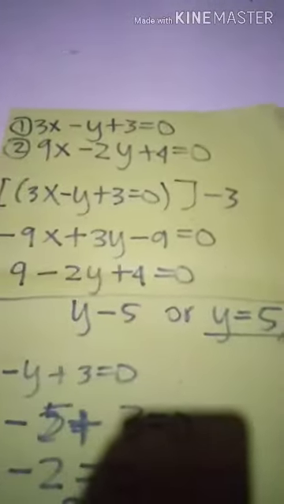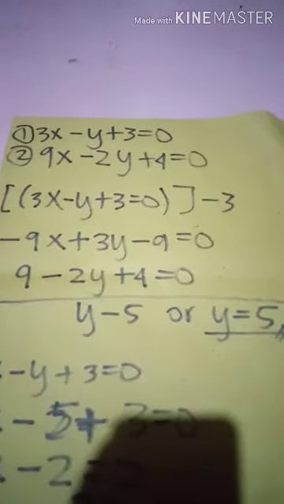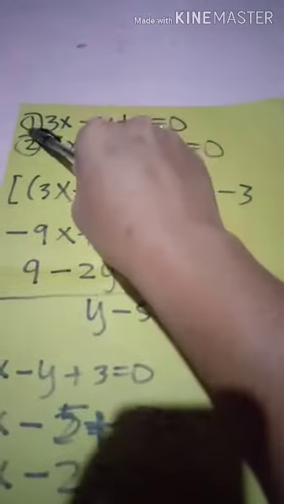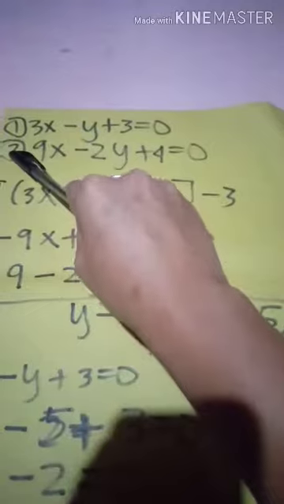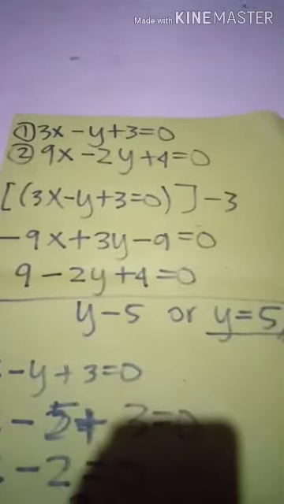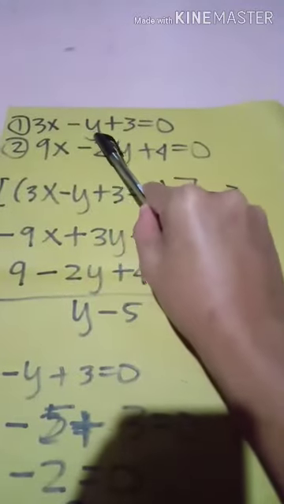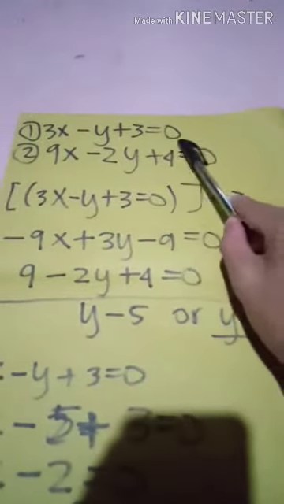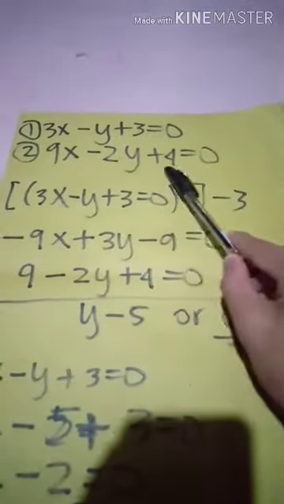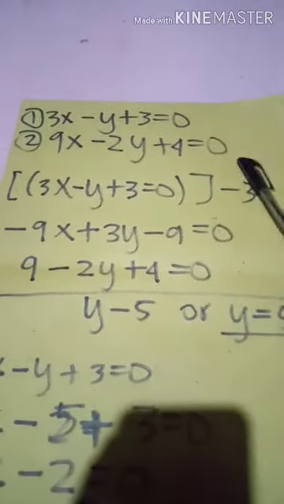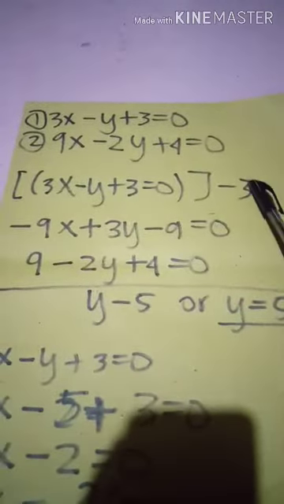So now, guys, we will find the value of x and y. The circled 1 and 2 are equation 1 and equation 2. This is just an example. Equation 1 is 3x minus y plus 3 equals 0. Equation 2 is 9x minus 2y plus 4 equals 0. First, we find y.